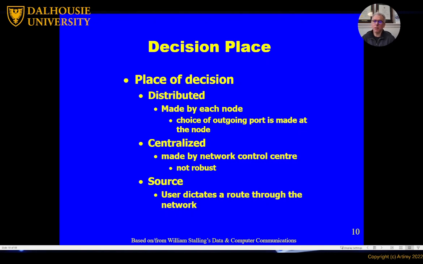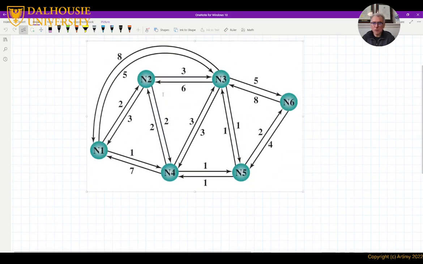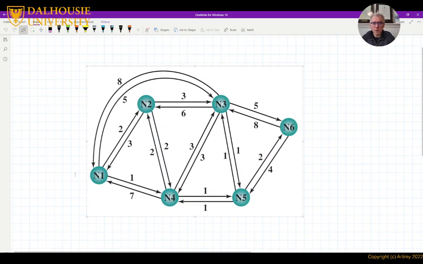All right, another criteria is the decision place. Where do we decide? So we can decide based on three different criteria. We can decide in a distributed fashion. So when I mentioned talking about the routes and the packets, we could decide every time the packet hits one of these routers, the router decides where to forward it. So the place of the decision is these routers, right?